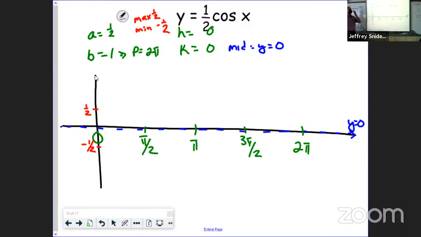It's a cosine. Cosine starts on a what? Maximum. So it's going to be in a maximum. And then I could just go through this and do it. Maximum, then it goes to the what? Midline, right? Then it goes to a minimum. Then it goes to a midline. And then it goes back to a maximum. There's the curve.